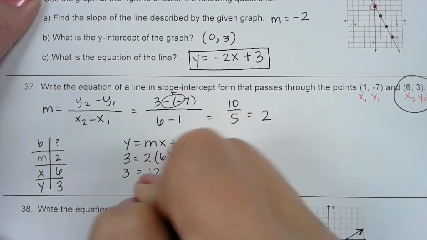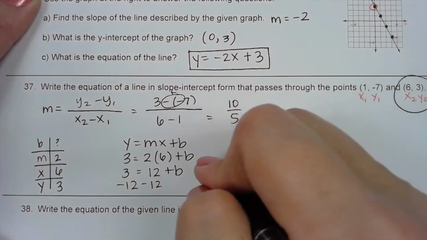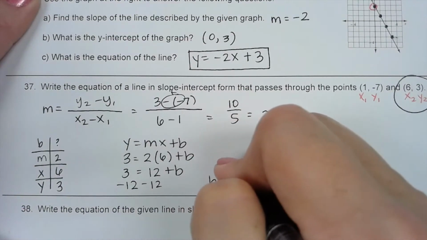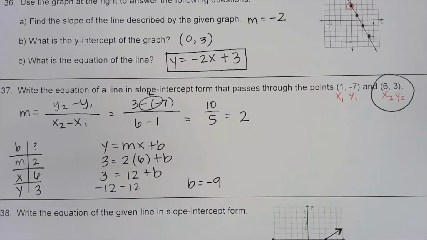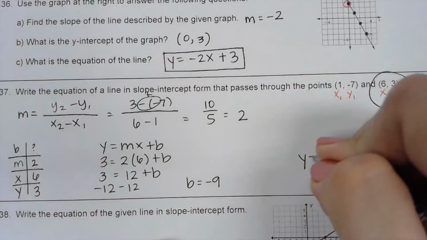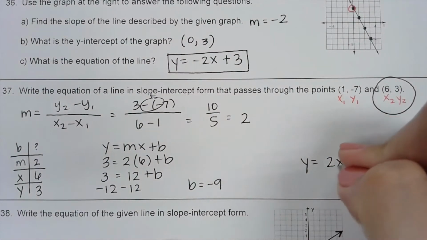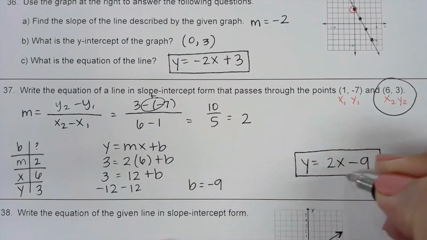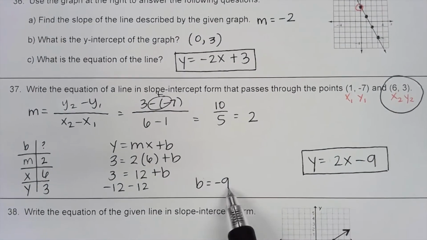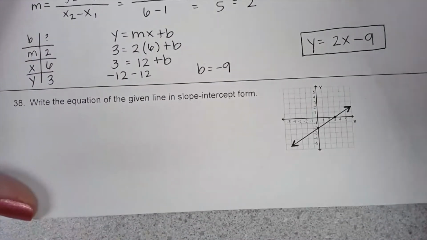6 times 2 is 12. And then when I minus the 12 from both sides, 3 take away 12 gives me that my b is -9, but that's not the answer to the question. They wanted us to find the equation of the line in slope-intercept form. And so for the equation of the line in slope-intercept form, you have to write down the whole equation. So it's going to be y equals 2x minus 9. I solved to figure out that my slope was 2, and then I solved to figure out that my y-intercept was -9, and so that's where I get the second number for that question right there.